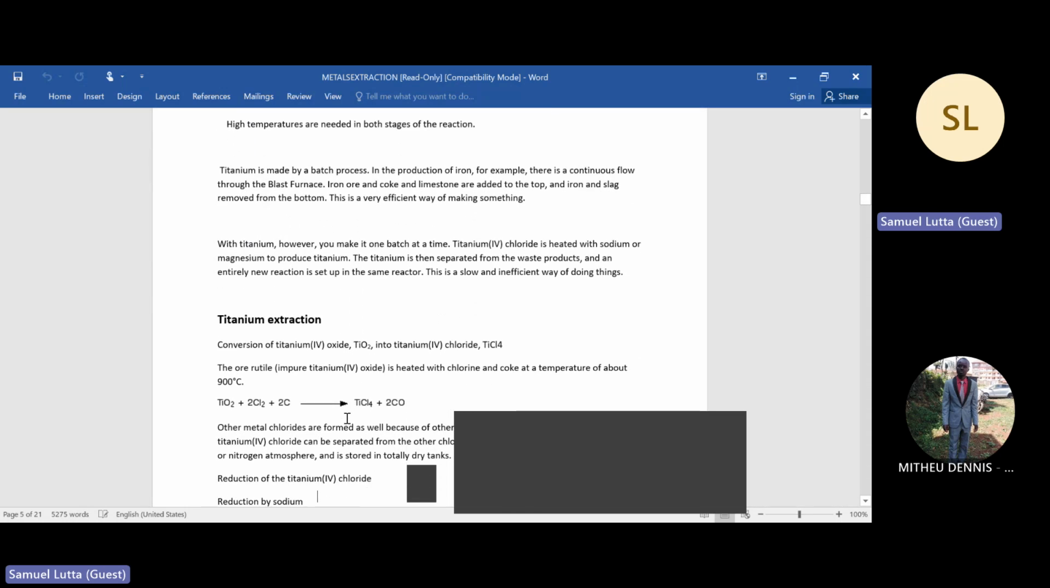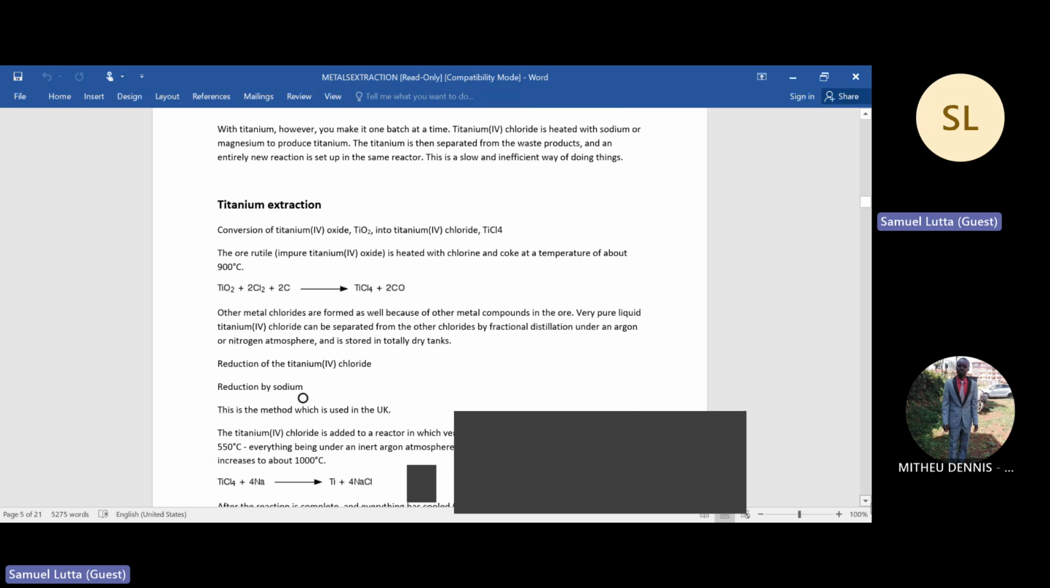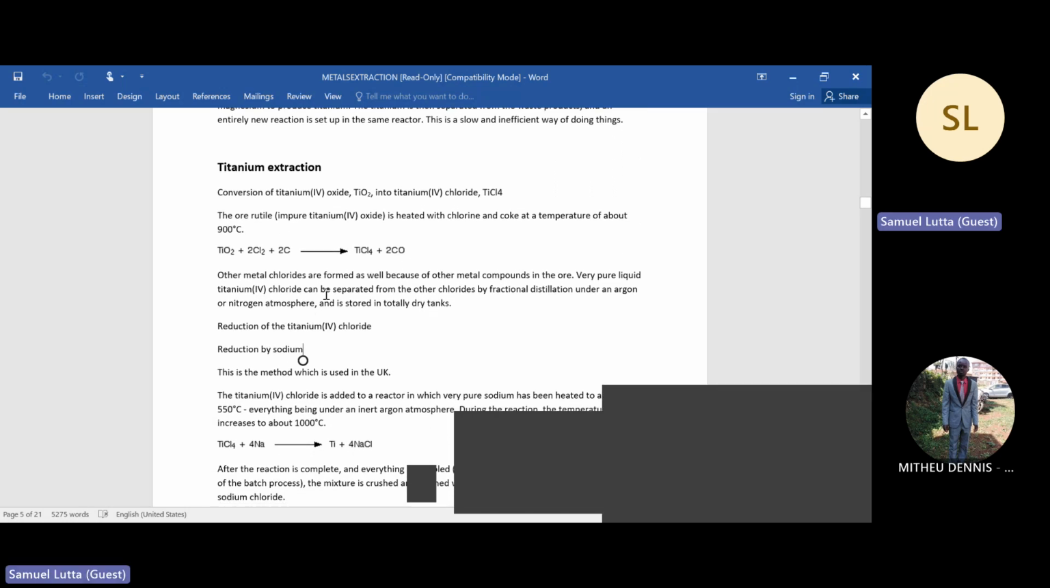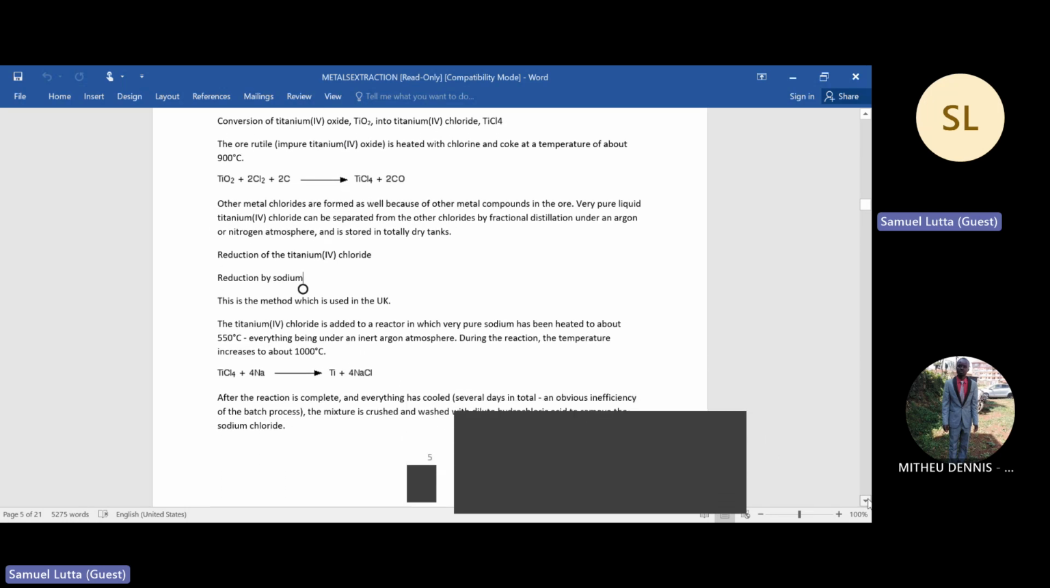So for the extraction, we looked at the process. We said when you convert that, you convert it to titanium chloride plus carbon monoxide, which is a gas which will escape. Now to reduce this, we said you can't use carbon. You can reduce it with sodium metal to form titanium and sodium chloride, which you can just remove by dissolving in water. The sodium chloride will dissolve.